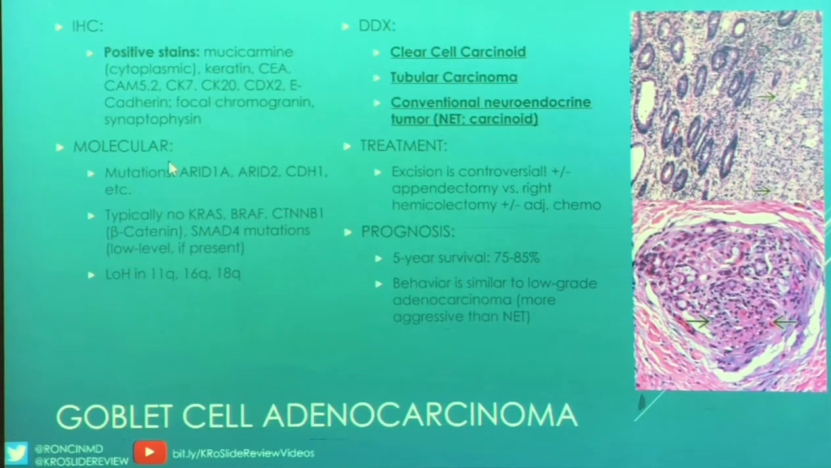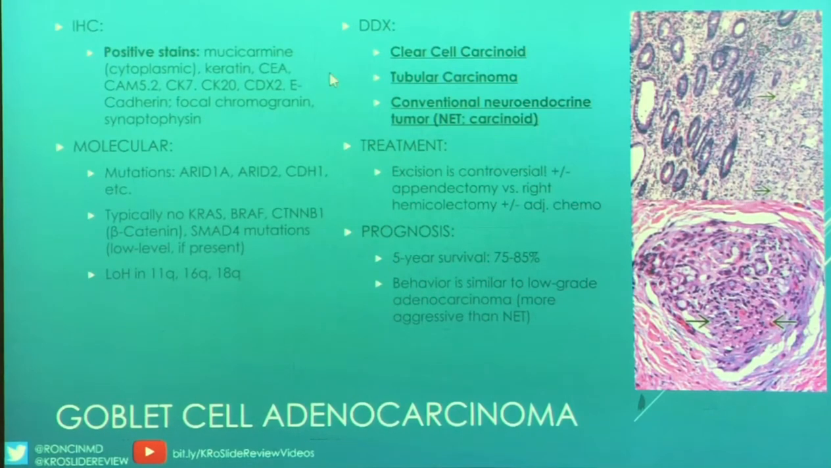The molecular is also different from a lot of other GI tract malignancies. So we're looking at things like ARID1A, ARID2, CDH1. So remember, this is your E-cadherin, all right, also associated with things in the stomach, and lobular breast carcinoma, because you know I'm going to go back to breast cancer sooner or later in a lecture, right? But you don't really see the KRAS, BRAF, beta-catenin, SMAD4, so all those kind of mutations that we're used to seeing in other GI things, we don't really see here. And then there's also been reports of loss of heterozygosity, that's your LOH, in 11q, 16q, and 18q.